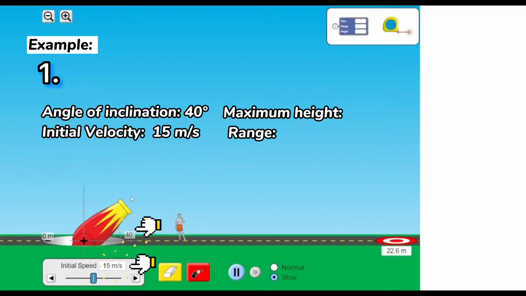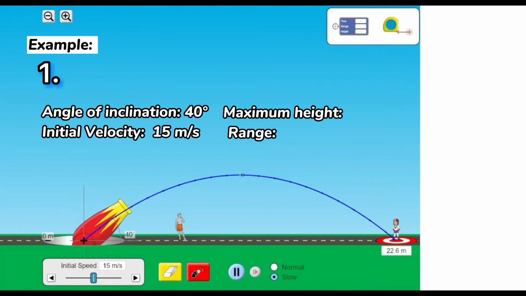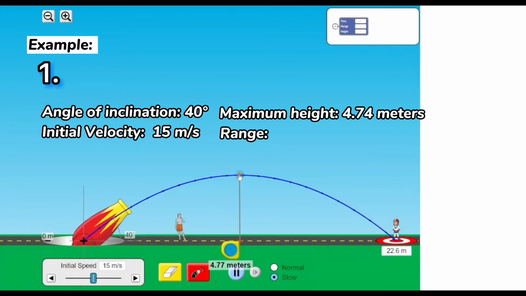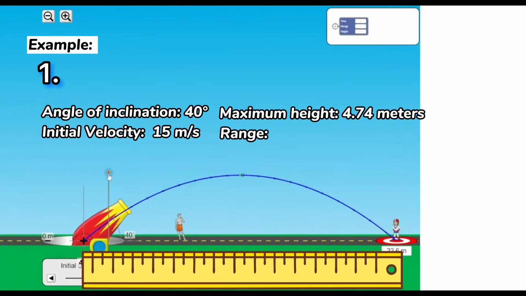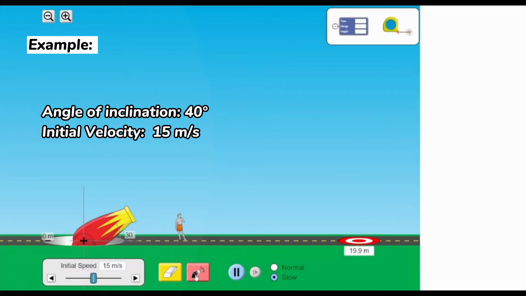We have here an angle of inclination of 40 degrees and an initial velocity of 15 meters per second. Let's find its maximum height and range. We have here a maximum height of 4.74 meters and a range of 22.63 meters.